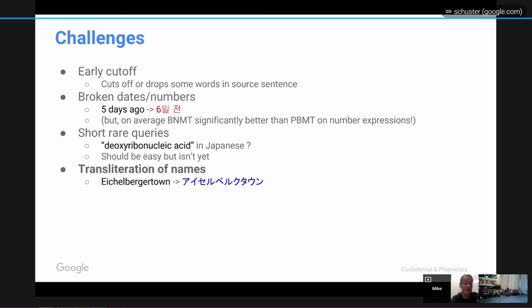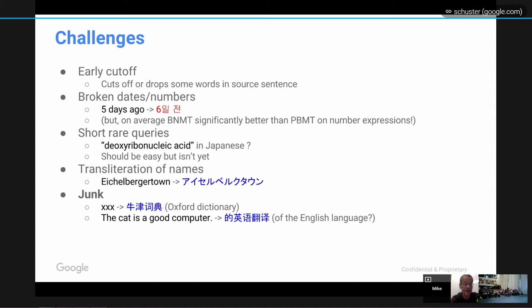So finally, we get a lot of junk in our data. So for example, we get Oxford Dictionary for random stuff when we translate to Chinese, and we get some other things, some other artifacts. Those are all because the data is very bad. And we need to find better ways to clean up our data.